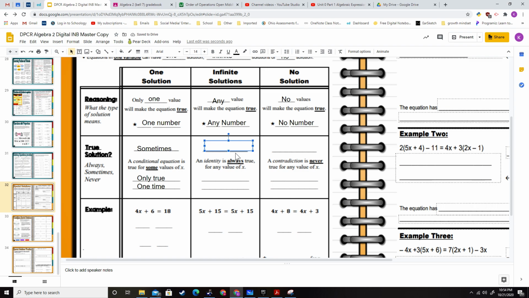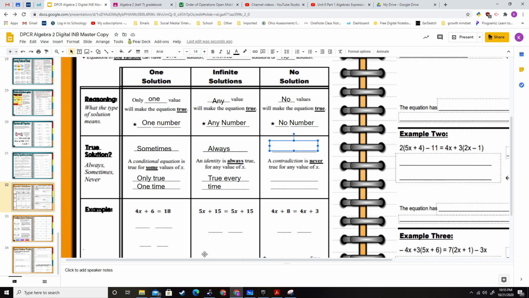For infinite solutions, this means that there are always going to be true solutions for it. That means that there's always going to be a number that is true for any value that you plug into your variable, whether it be x, y, k, whatever. So this means that it is true every time. It doesn't matter what you plug in there, it's always going to be true.